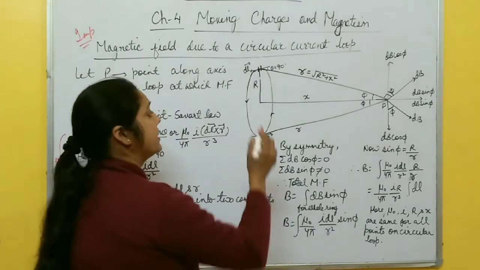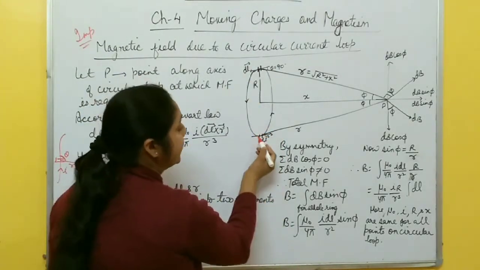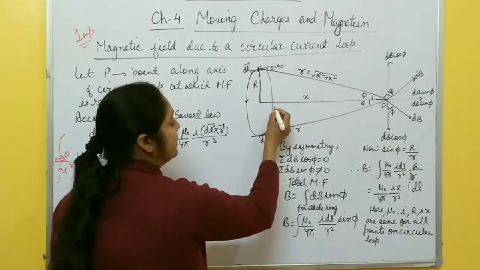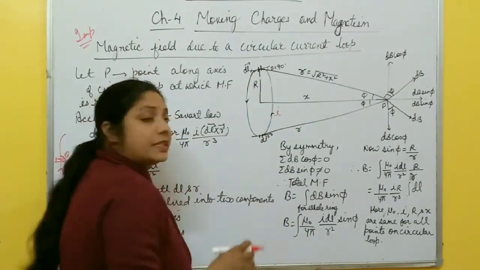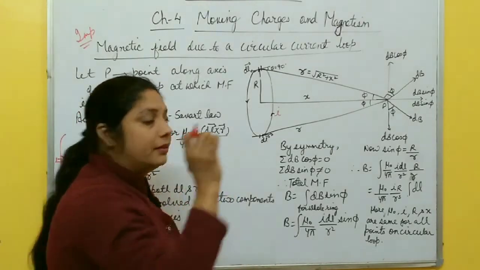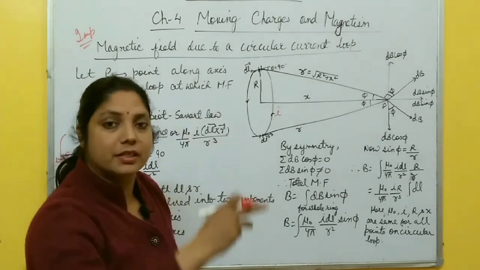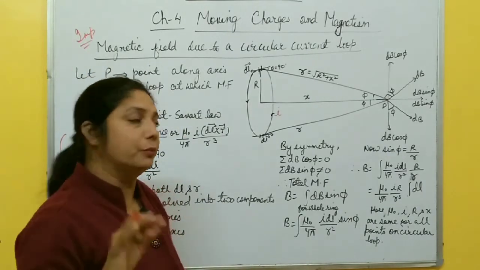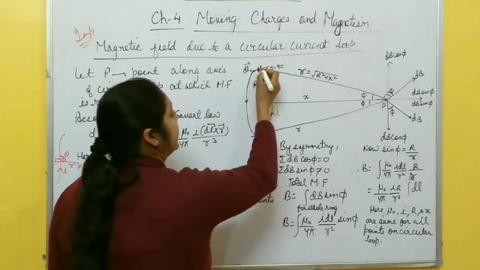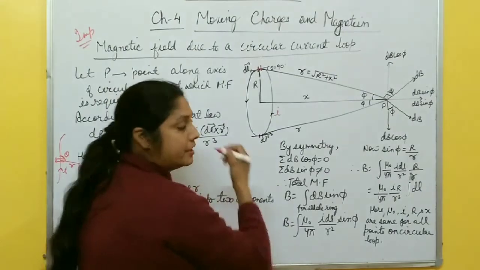For this, let us consider R is the radius of this current loop and suppose current I is flowing in the anti-clockwise direction. First I consider one current element on the circular loop, and to that current element I have to apply Biot-Savart law and find a small magnetic field. Then we integrate over the whole loop, right? So let us consider this is a small current element dl. And what is the direction of this dl?